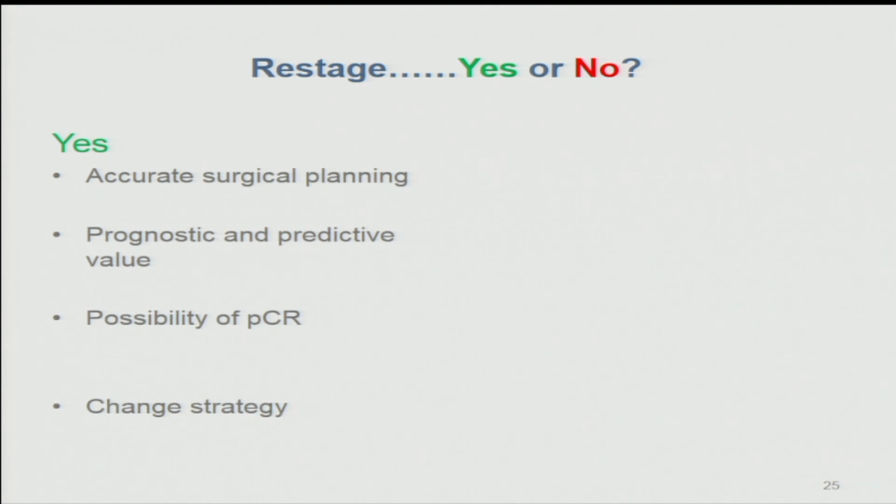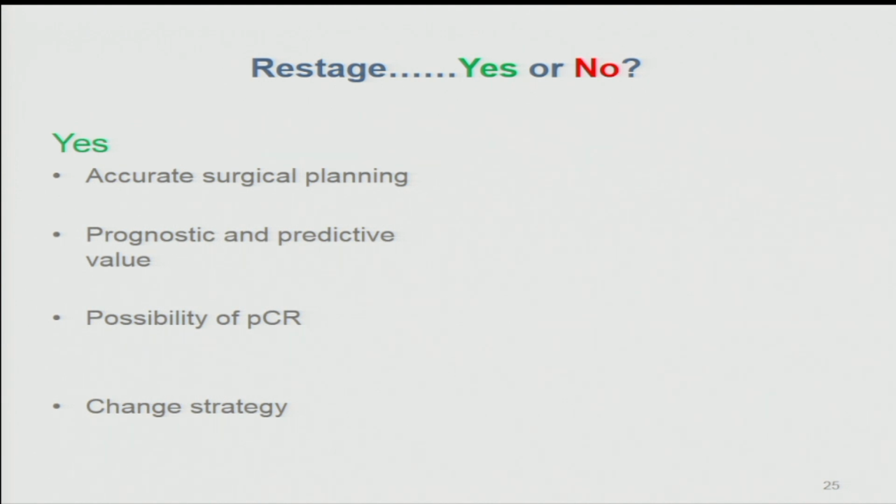Well, if you want to restage a patient, you can then decide on your surgical planning with far greater precision. Often these patients would have had their baseline MRI scan 3 to 6 months previously, and a lot could have changed. You can look at certain prognostic and predictive features, and then we've seen that from some of the recent literature. And of course, the possibility of complete response, which we now all have to be completely aware of.